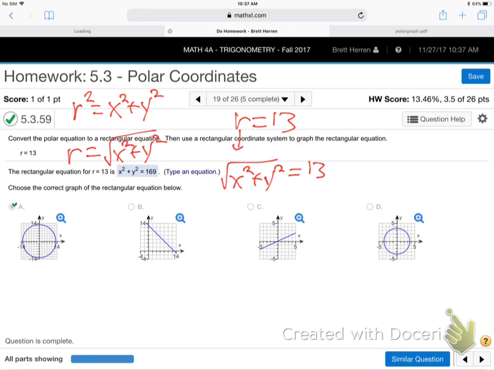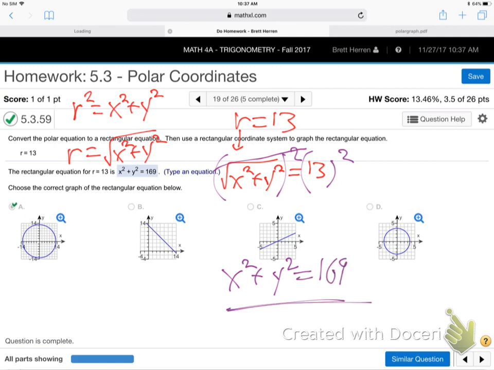And so the last thing is just go ahead and square both sides. And you get x squared. Right, the squaring cancels the rooting. 13 squared is 169. There it is. That's a circle of radius 13, if you know how algebra equates 13 squared, which is what this is. This is all the points whose radius is 13. That's a circle of radius 13.